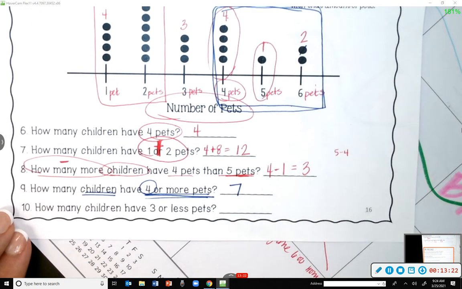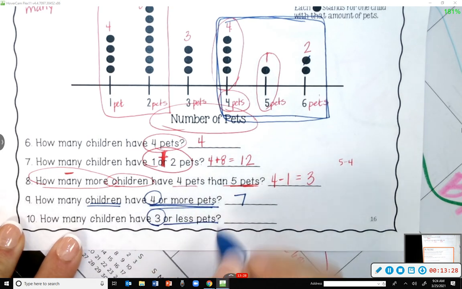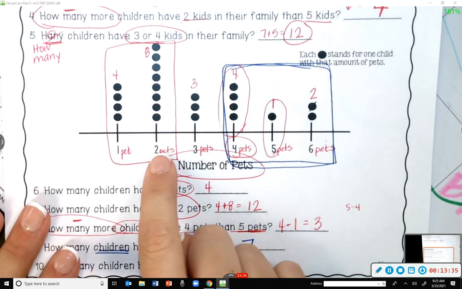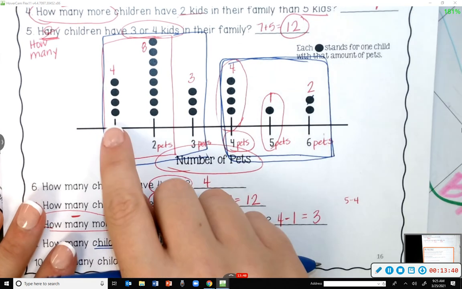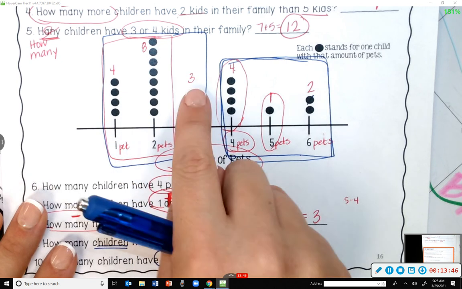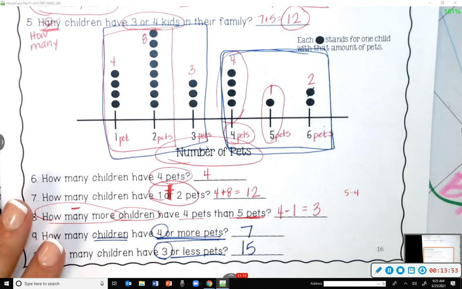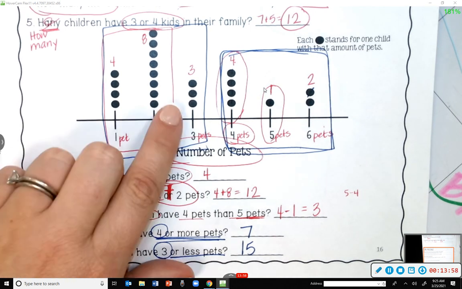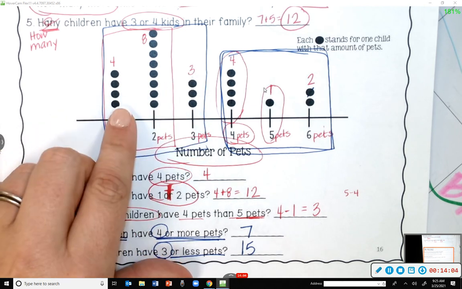Number 10, how many children have 3 or less pets? So we count 3 or less. 3 or less means I'm looking at the 3, 2, and 1. So I count all the dots. So 4 plus 8 is what? 12 plus 3? 15. Did we get 15? I got 12. Got 12? Oh, maybe you were off. Well, 12, you must not have counted the 3 pets. So if it says 3 or less, you've got to count 3 and the numbers less.